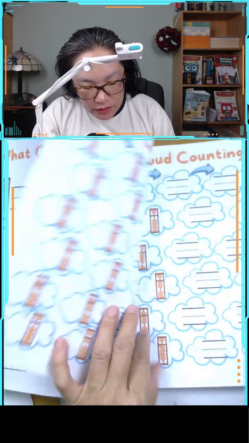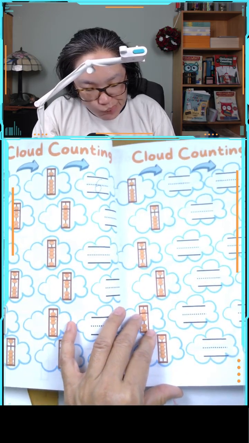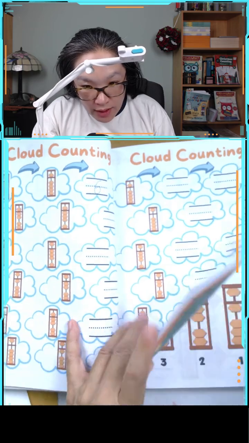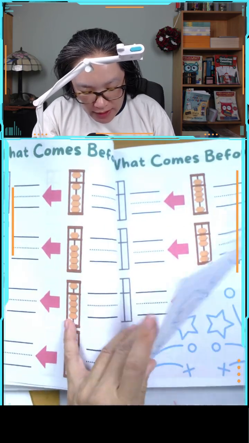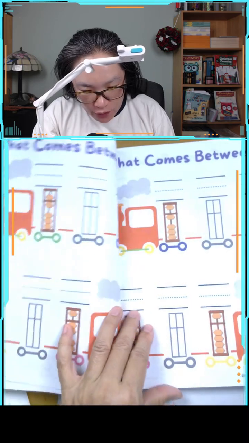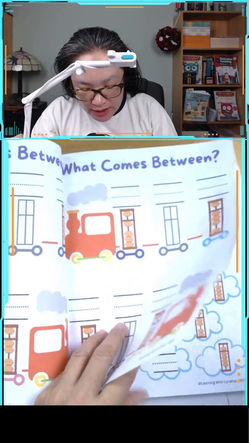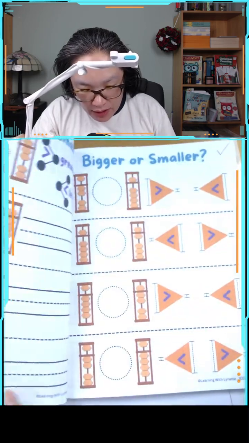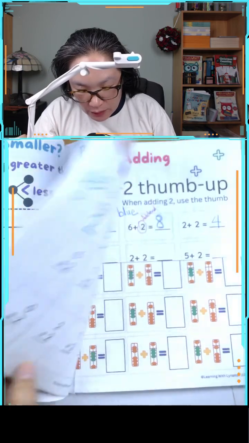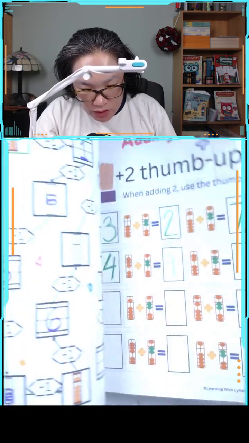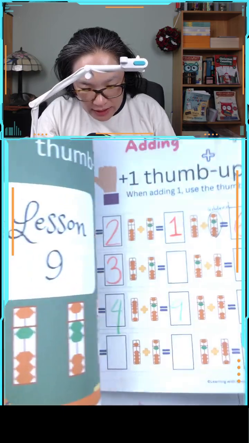Then we go into counting forward. After counting forward, we count backwards. After counting backwards, we have what comes in between. So the idea here is to understand the relationship of the numbers. And then after that, we have comparison. After comparison, now we're going to get into adding and subtracting. So notice I actually have here adding and subtracting.